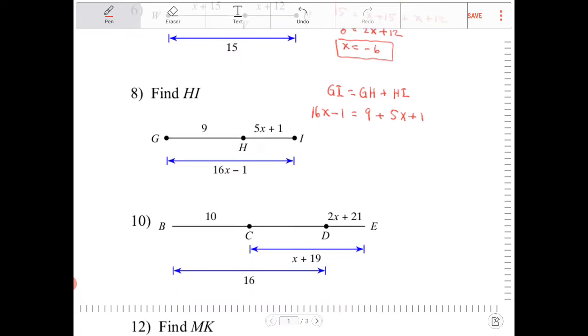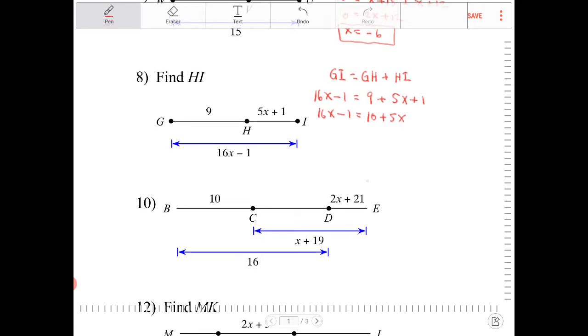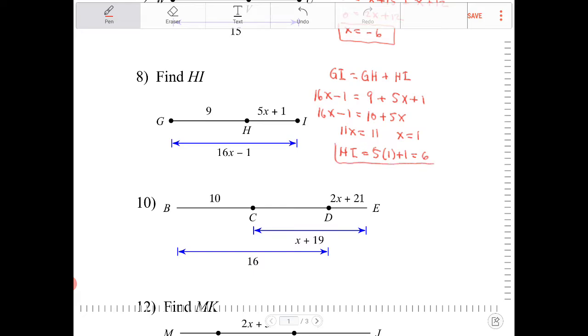Again, this is just an algebra problem at this point. I'm going to combine like terms. I end up with 10 plus 5x is equal to 16x minus 1. Subtract 5x, add 1 to both sides, and I end up with 11x is equal to 11. Divide by 11, and I end up with x is equal to 1. The question doesn't end here, though, because I need to find out what HI is. HI is equal to 5 times 1 plus 1, so therefore this is equal to 6. So HI is equal to 6.